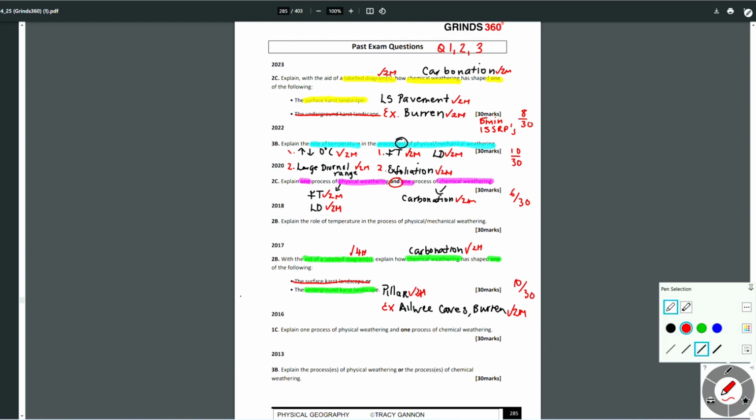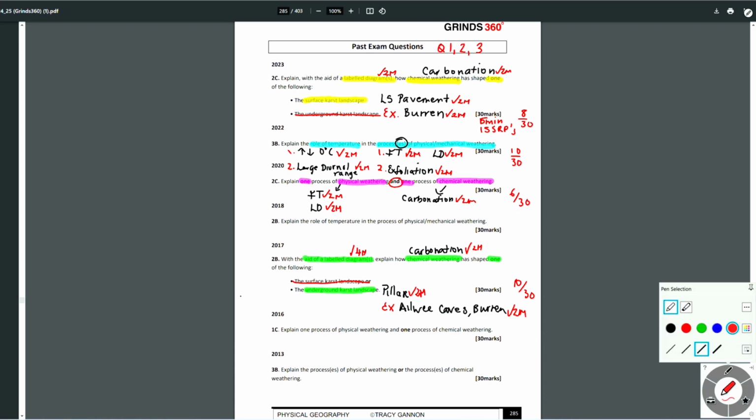Now, the last one I would like to look at is the 2013 question. 2016 is identical to 2020's 2C. So the last question on this page, however, you will find more questions across the page just to make that nice and clear. Here, what do we have? So in this case here, we're asked to examine the process or processes of physical weathering or chemical weathering.